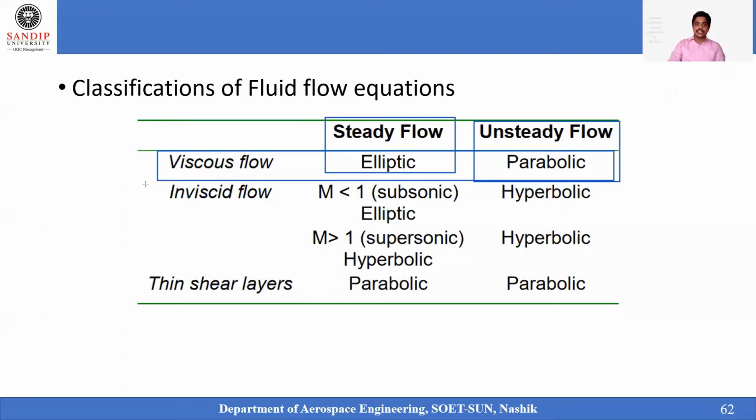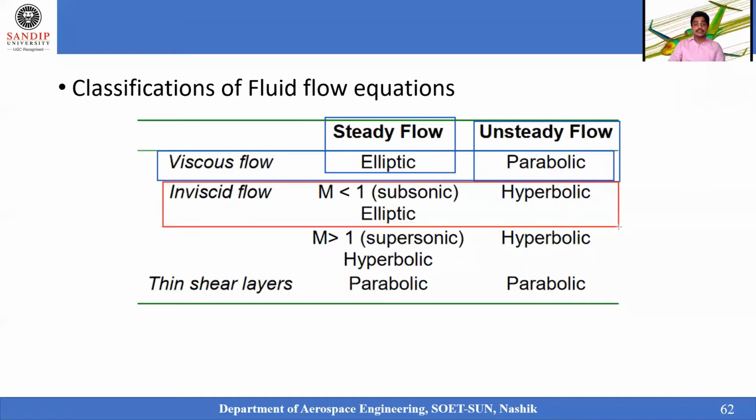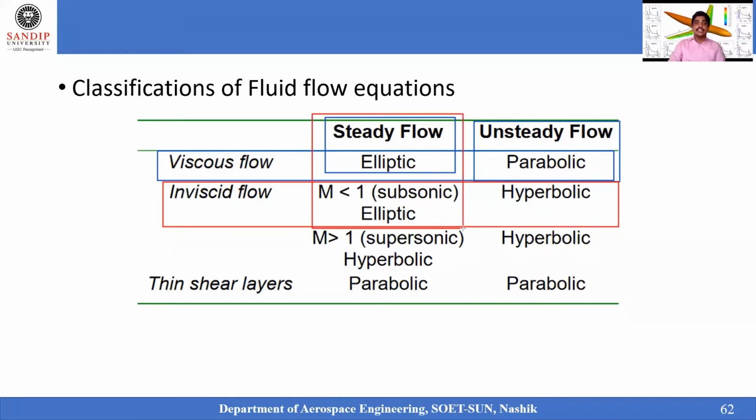Now let us see the second case. If your fluid flow is inviscid in nature, inviscid and steady, then those equations are governed where Mach number is less than 1. That is the subsonic case, governed with steady flows, and it is governed by the elliptical equation. And when you have unsteady inviscid flows, that needs to be addressed with the hyperbolic equation.